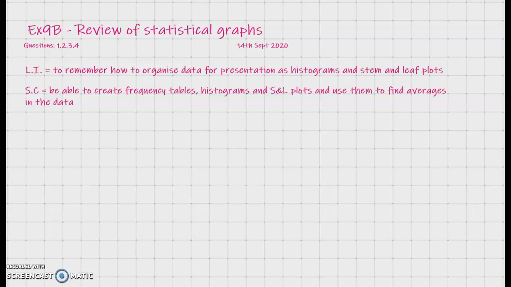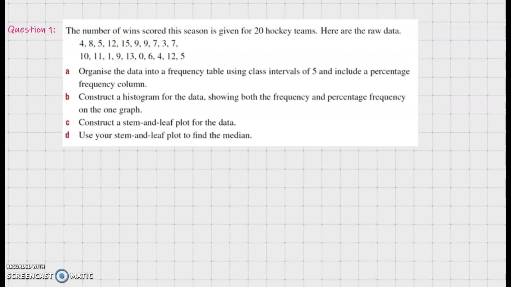To do this, I'm going to talk you through the questions from the book, starting with question 1. Question 1 gives you some data for 20 hockey teams, just a couple of rows of numbers. You've got to organize the data into a frequency table, use that frequency table to make a histogram, then a stem and leaf plot, and then use the stem and leaf plot to find the median. So I'll talk you through each of those steps. Let's start with the frequency table.